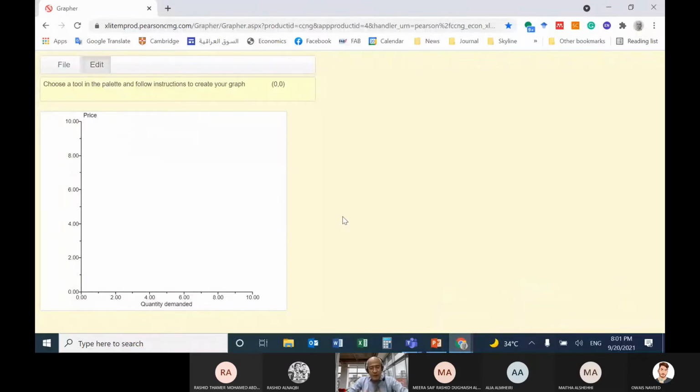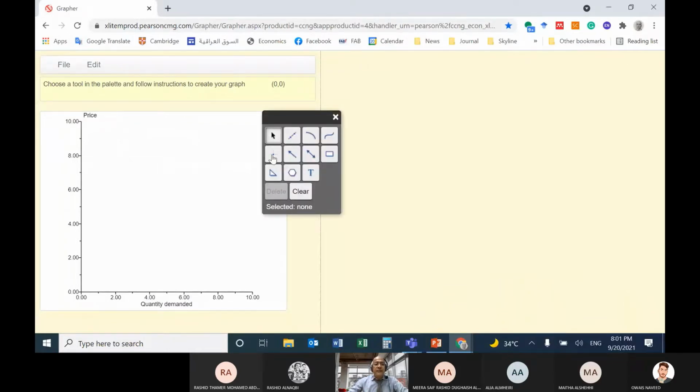According to my experience, if the price per kilo of tomatoes is 8 dirhams, my family used to buy 4 kilos. So I will put a dot, see here, a dot at 8 dirhams. So I put one dot. So at a price of 8 dirhams per kilo, my family will purchase 4 kilos.